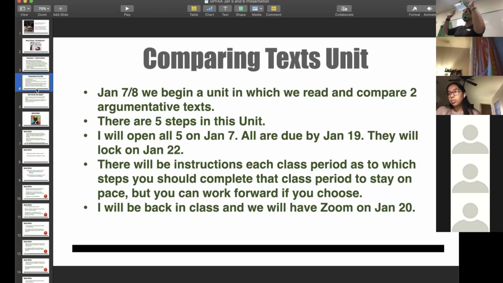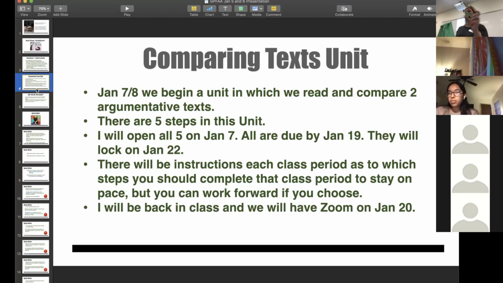I've gone ahead and opened up all those steps in Canvas. So all of the assignments between now and January 19th are open. And I've pasted it to show you what it should look like if you wanted to just do it chunk by chunk each class period. But if you finish one assignment and you've got time that class period and you want to work ahead, that's fine. That's why I went ahead and opened them all up. Okay.